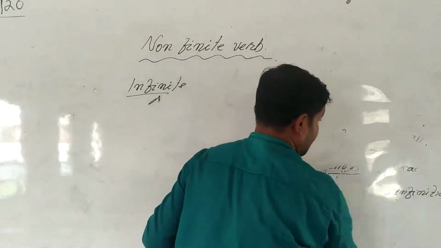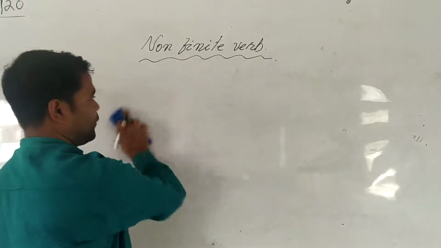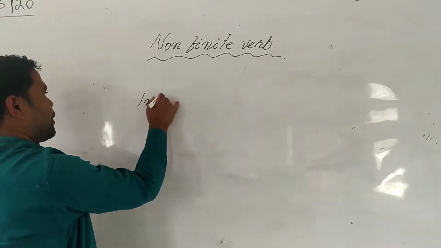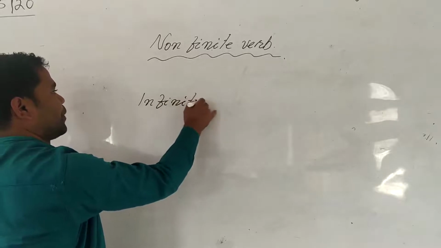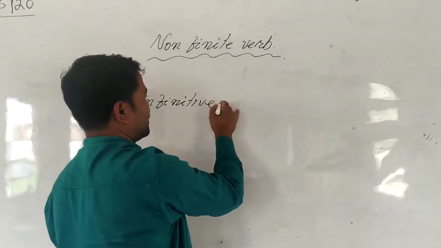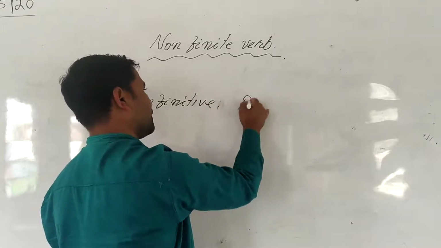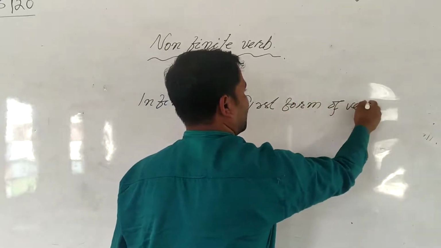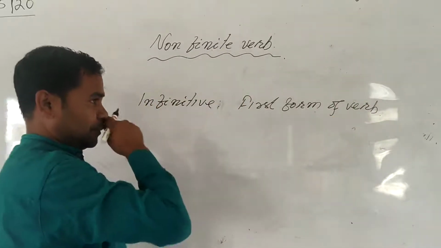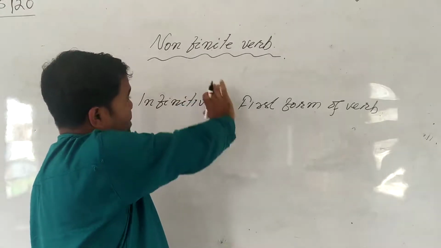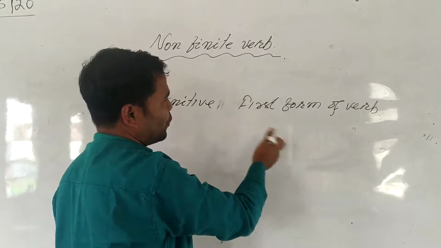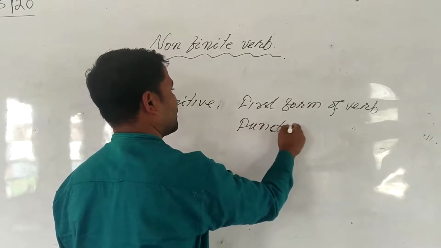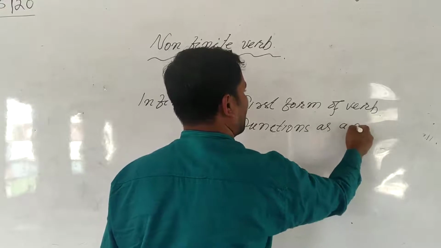Then let us discuss the definition of infinitive. Infinitive is the first form of verb. And when this infinitive does the work of a noun, it functions as a noun.